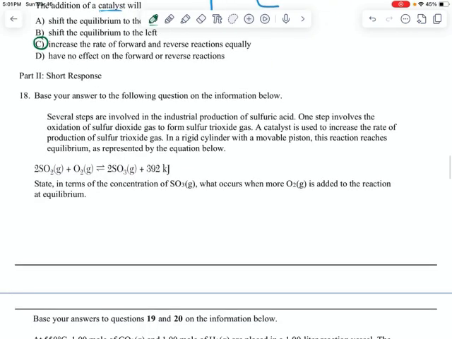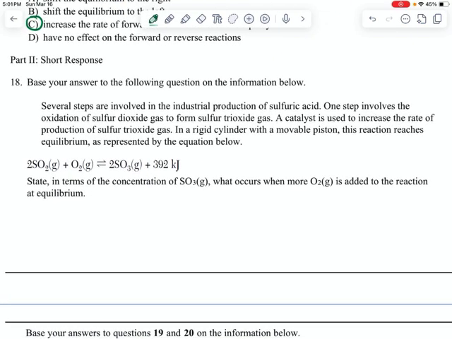Part 2, short response. We have this reaction happening. State in terms of the concentration of SO3 what occurs when more O2 is added. Remember, when it says state or explain in terms of, whatever this word is, you have to have it in your answer. When we add O2, remember, add away. We're adding O2 on the left side, and equilibrium shifts away from it. The other way I taught you in class is our teapot thing, where you put your hands up at the same level at equilibrium. If I add O2, O2 is on the left side, so that left hand is going to go up. Now your body shifts to the right. So we added O2 and it shifted to the right.